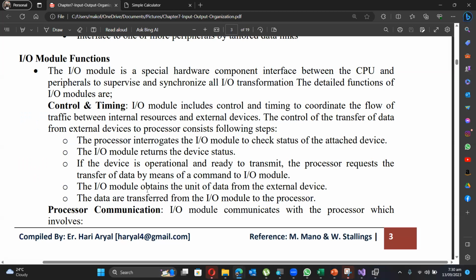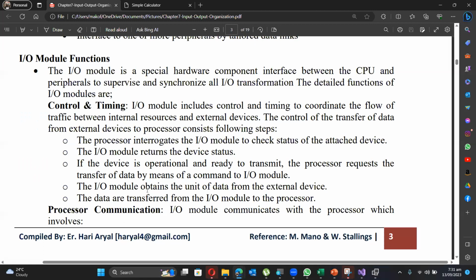One, they are there for control and timing. They are there to make sure that everything is done on time, even if the devices are not at the same speed, even if the devices are not transferring data at the same rate. Its job is to make sure that the transfer between the two is always on time and always perfect. I/O modules include control and timing to coordinate the flow of traffic between internal resources and external devices.